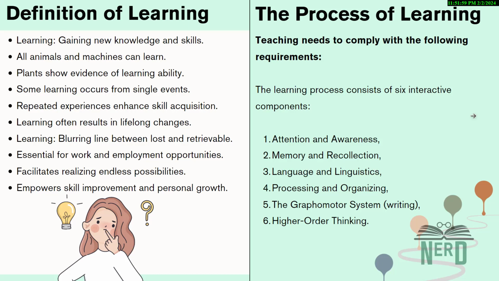And next is memory and recollection, and this is like your brain's storage system. You store information and bring it back when you need it. Remember cramming for exams and then recalling that information when needed? That's your memory at work.